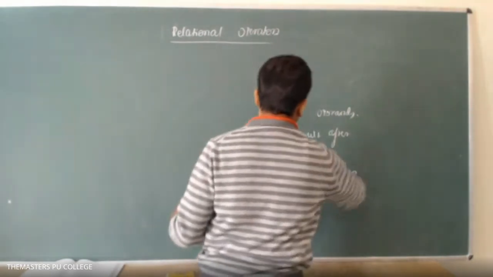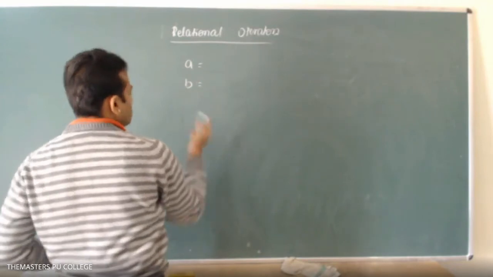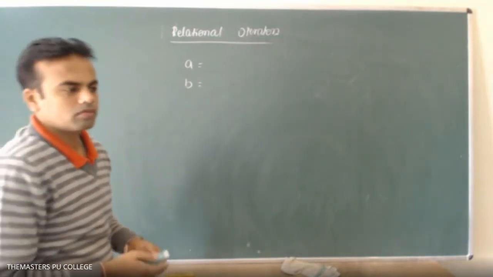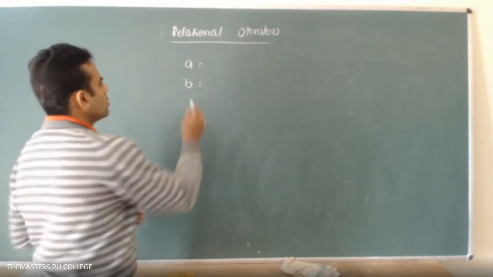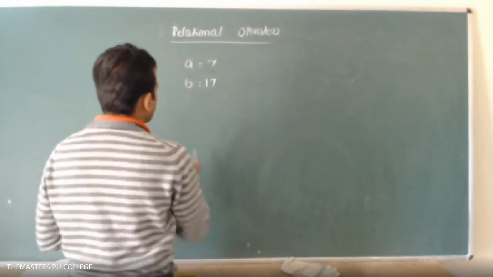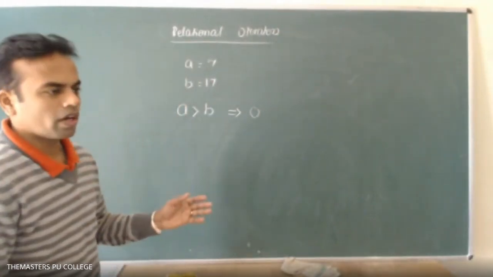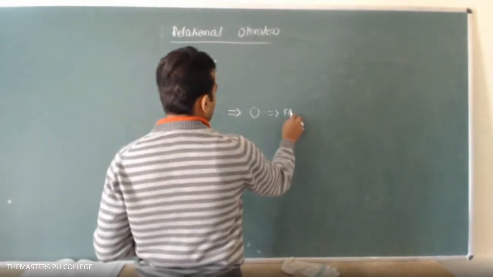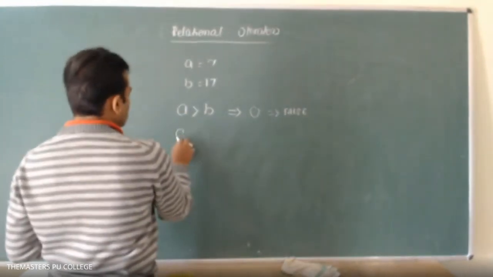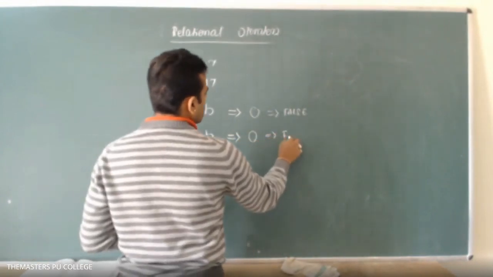For example, you assign some value here for A and B. Tell me any value for A and B. 5 and 6, any value. 7 here, 17. Okay. A is greater than B. What is this statement? False. So it gives the result in terms of 0. If it is 0, then it is equivalent to false, right? And then A is equal to B. What is that? Again 0. It is false.